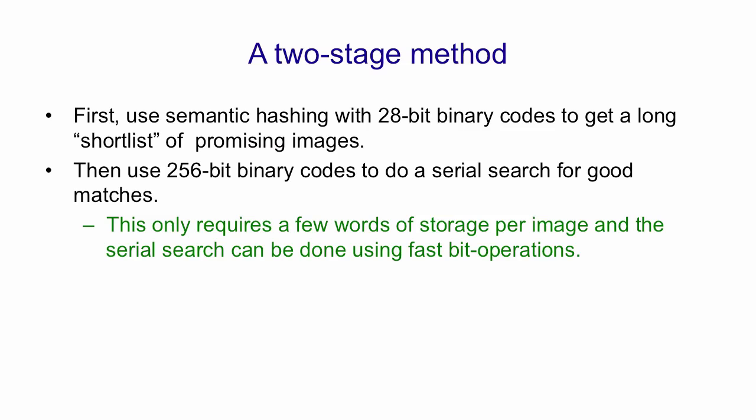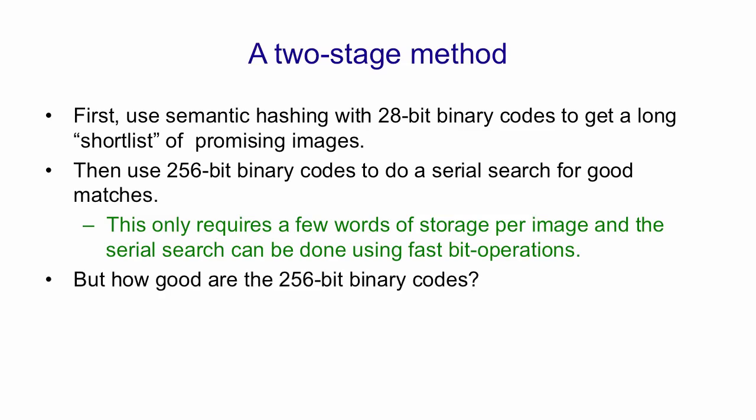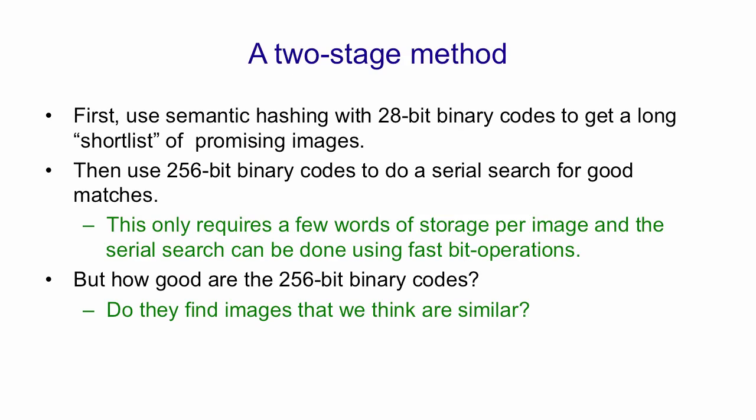Even a 256-bit binary code only requires 4 words of memory per image. And even though we're then going to do a serial search on these binary codes, the search can be done very fast because it only requires a few operations to compare two 256-bit binary codes to find out how many bits they have in common. The question is, how good is a binary code of that size at retrieving images? Are they going to find images that we think of as being similar?